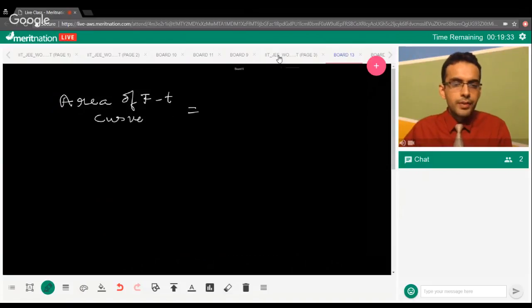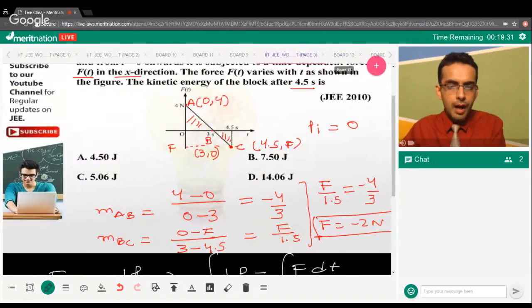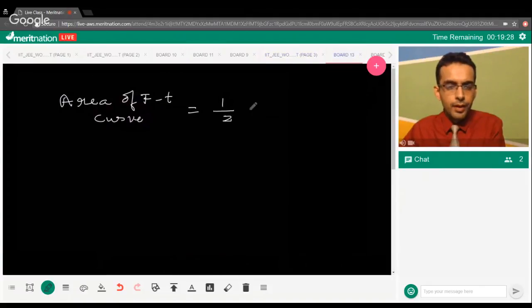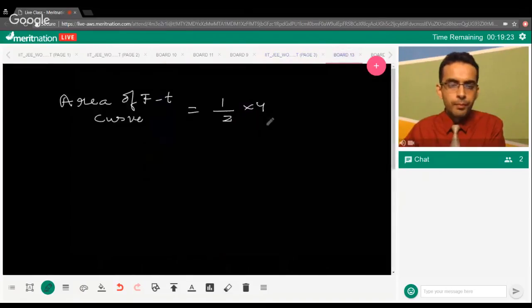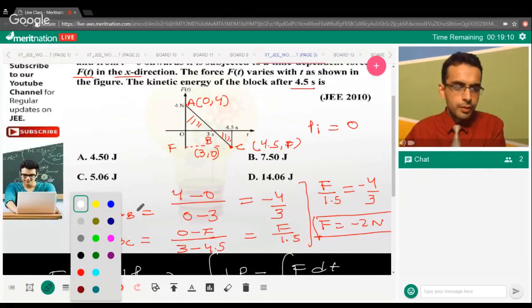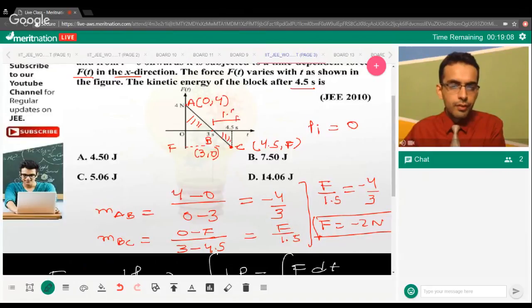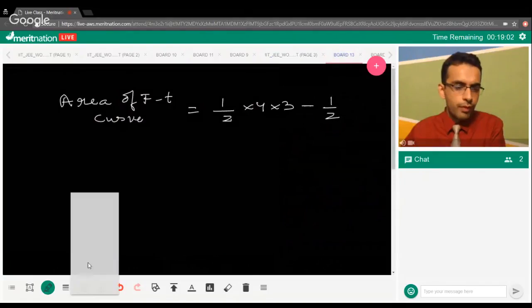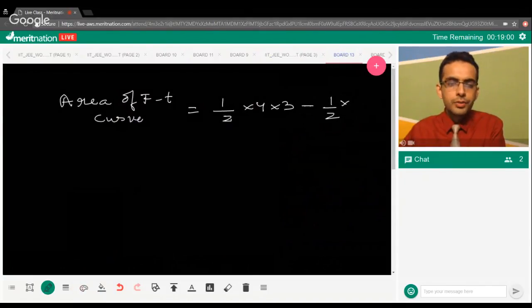What is that? Simply write half into 4 into 3, and minus half into 1.5, because this difference is 1.5, right? This difference is 1.5 and this height is 2. So simply find it: half into 2 into 1.5.